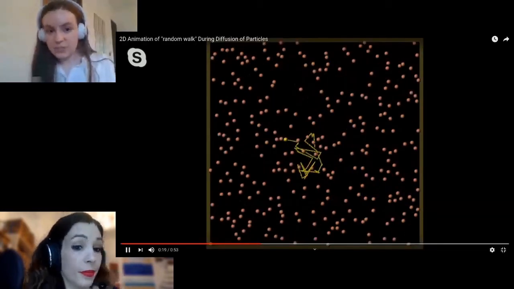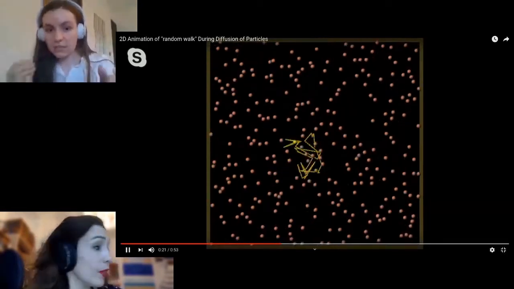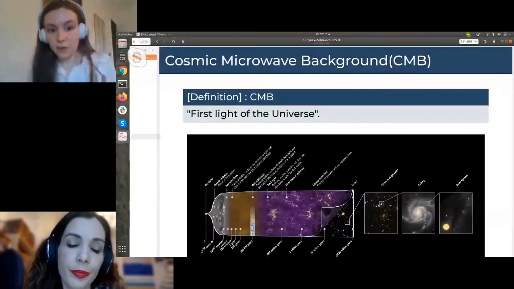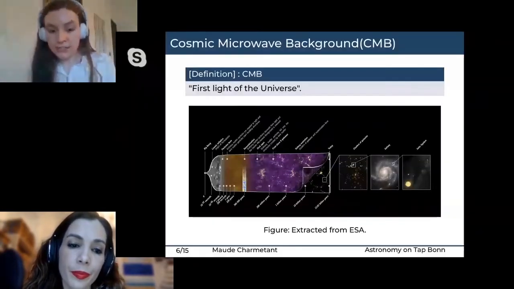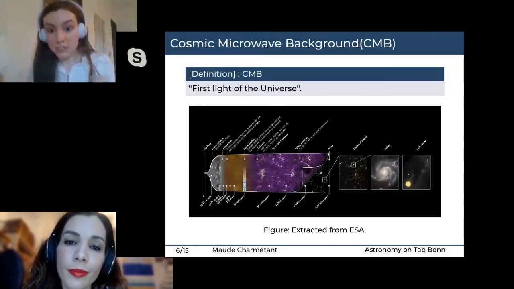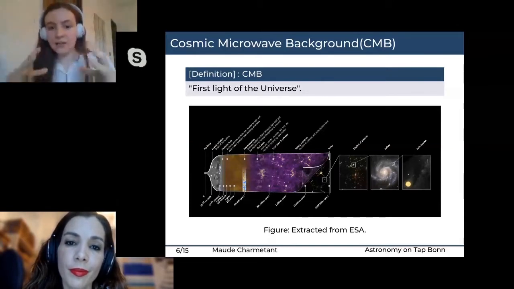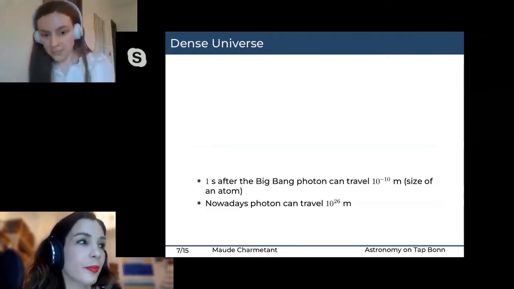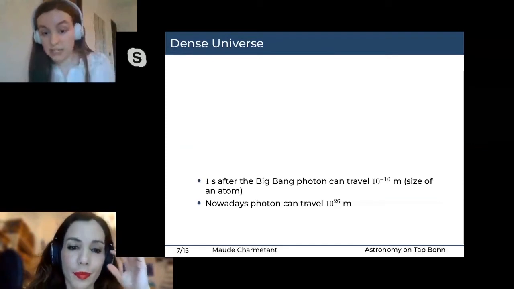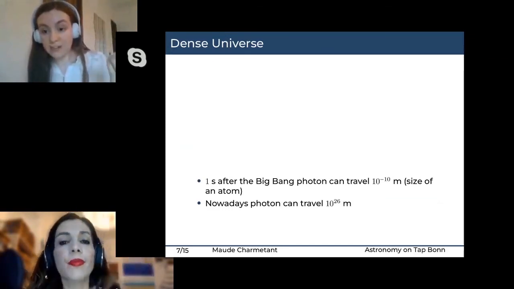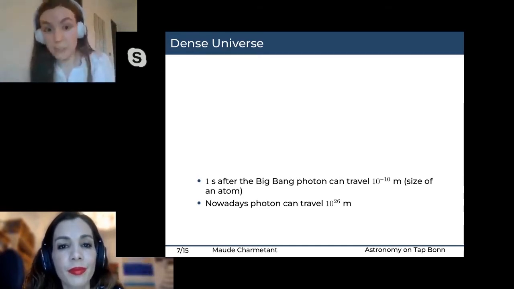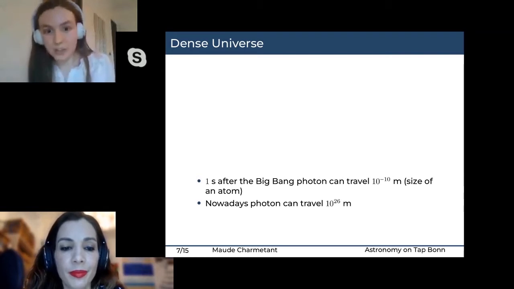So as you can see, it sort of stays trapped. It cannot really escape because each time it's going to try to move, it's going to hit one of those electrons. So what happens is that all the photons present in this hot gas are getting absorbed by the electrons. So they're sort of trapped. They cannot really escape this dense gas. To give you an example in numbers, so 1 second after the Big Bang, in this very dense gas, photons can travel only 10 to the power minus 10 meters, which is roughly the size of an atom, before they get absorbed by an electron. So they can barely move, actually.